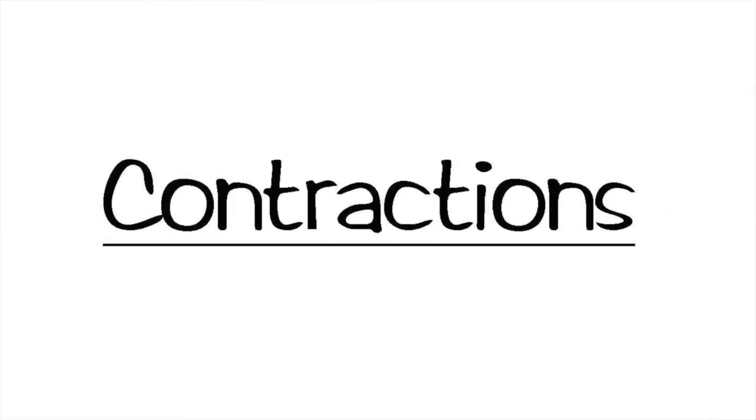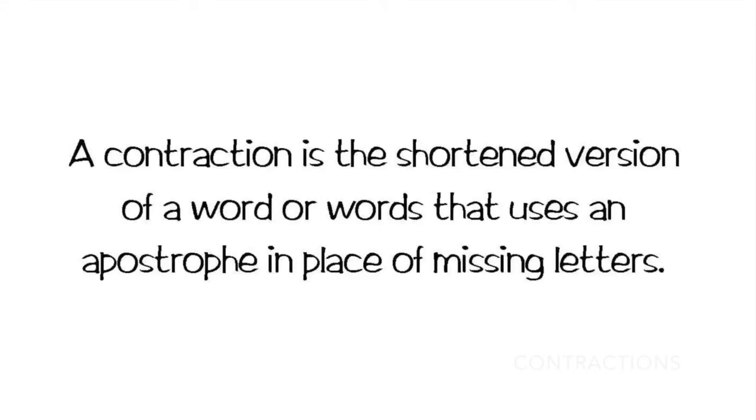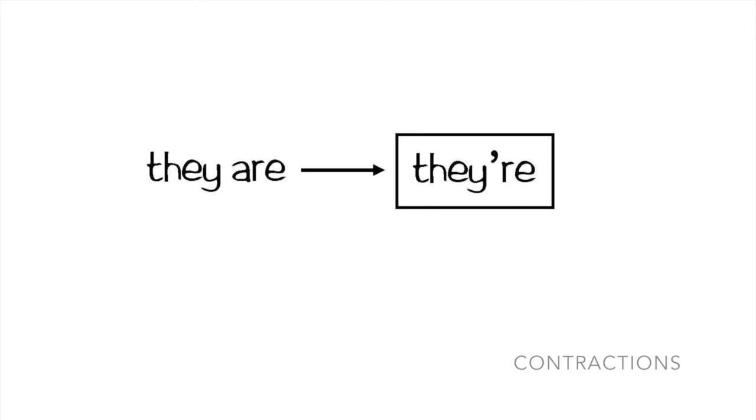Our last concept is contractions. A contraction is the shortened version of a word or words that uses an apostrophe in place of missing letters. Contractions are specially written, so it's a good idea to memorize how to write the contractions. Our first example is they are. If we shorten they are, we remove the A and replace it with an apostrophe.